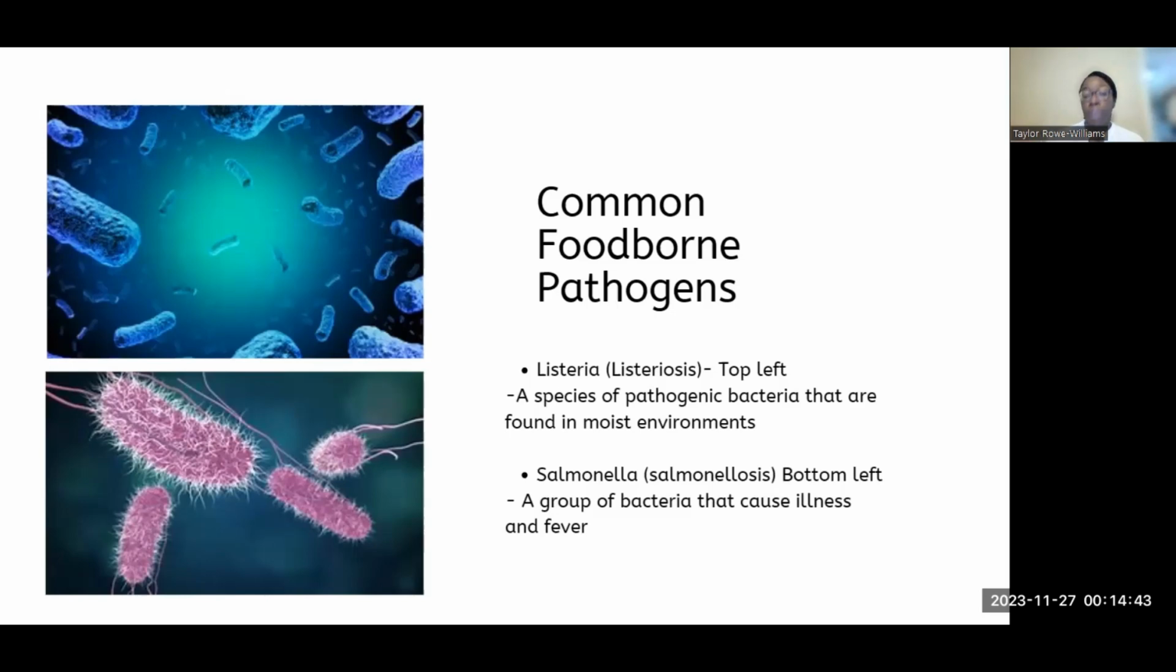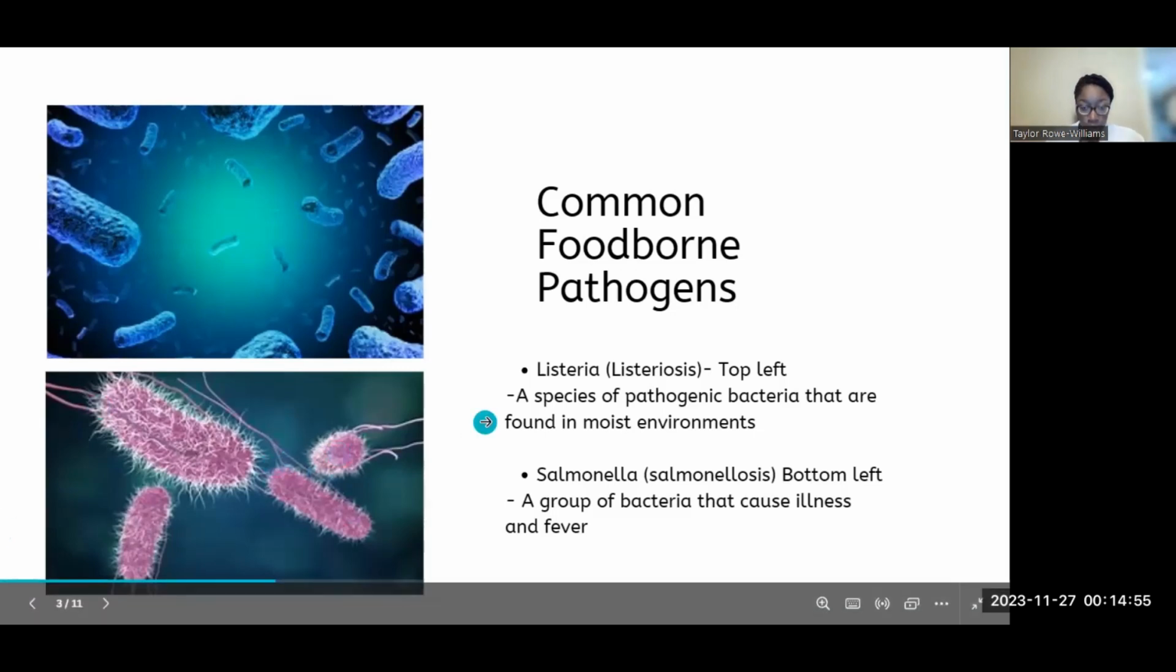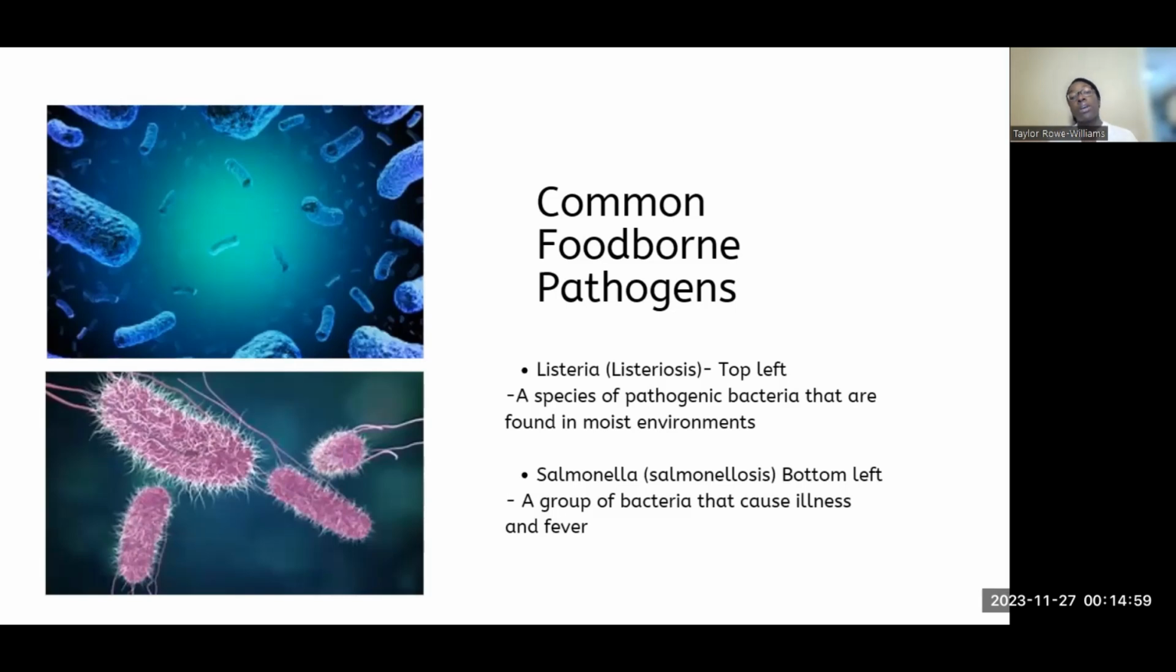Another common foodborne pathogen is Salmonella, here at the bottom left, which is a group of bacteria that causes illness and fevers. The difference between these two is that one likes to grow in a certain environment, and the other can already be in the food, but you cannot see it. However, if you cook it a certain way or undercook it, it will lead to illnesses and fevers.